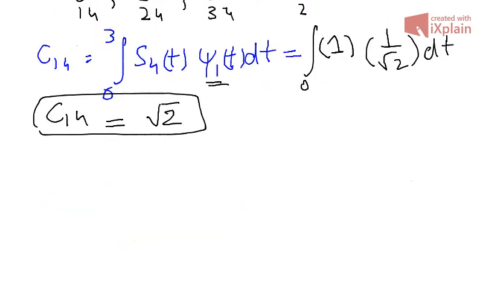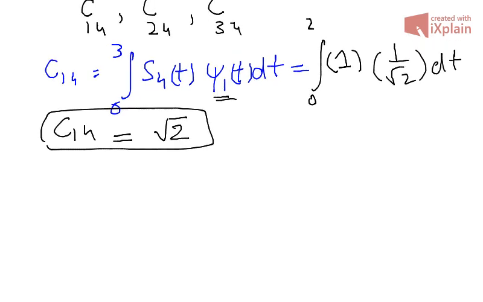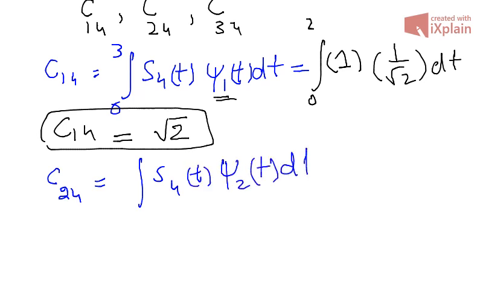Now we want to find C24. Try to find out C24. So C24 is the inner product of S4 of t and psi 2 of t. This is C24. Once again, if you observe psi 2 of t, it only exists in 0 to 2. So this would be from 0 to 2. For the rest, the product would be 0.